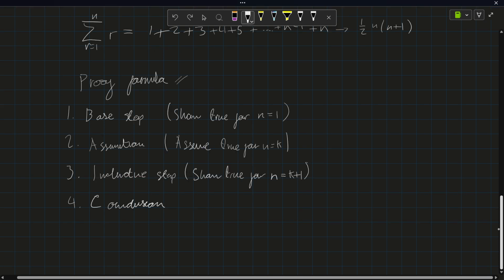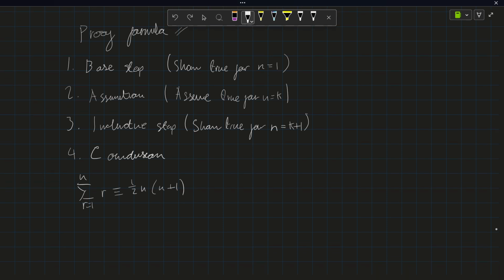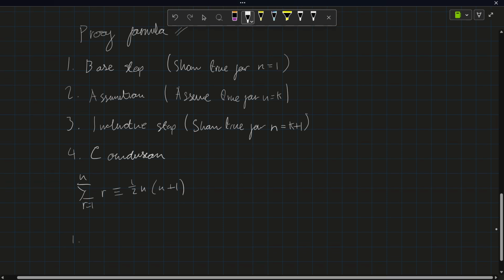So I'll quickly write out the formula again for you. We're trying to prove this. So if we do it step by step, we have step 1.